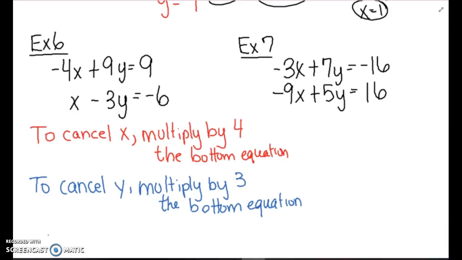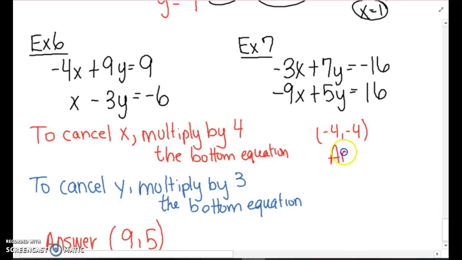I am going to give you the answers. The answer to number 6 is going to be 9, 5. So when you do problem number 6, you should get 9, 5 as your answer. And when you do number 7, your answer should be negative 4, negative 4. So if you do not get that answer, check your work, ask a partner. Sometimes it's best to learn from others.